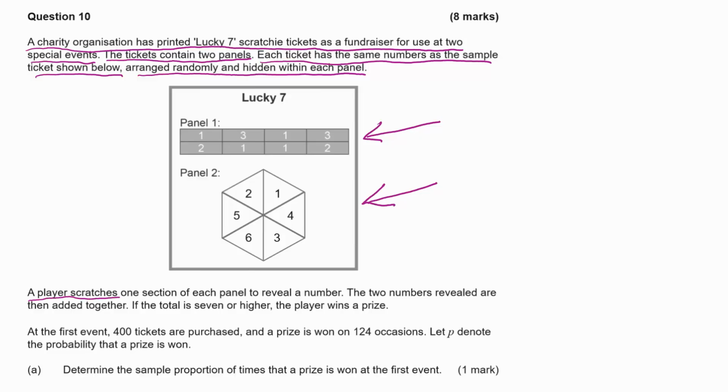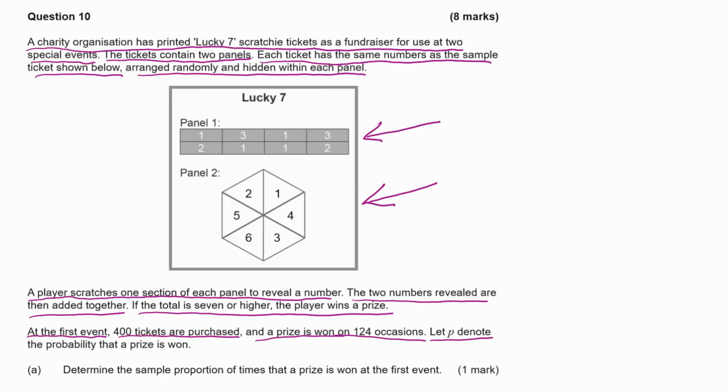A player scratches one section of each panel to reveal a number. The 2 numbers revealed are then added together. If the total is 7 or higher, the player wins a prize. At the first event, 400 tickets are purchased, and a prize is won on 124 occasions.